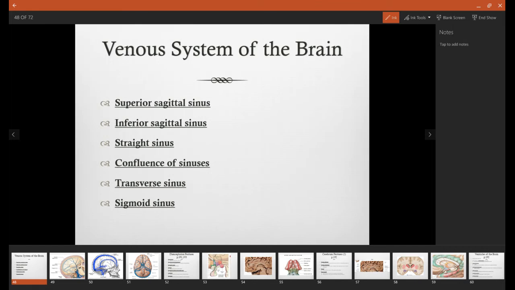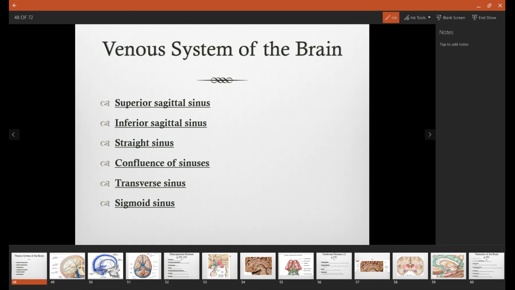The first two veins here are going to be running in the sagittal direction, and they are just named after one on top and one on bottom, and they're called the superior sagittal sinus and the inferior sagittal sinus. One thing you want to note is the inferior sagittal sinus is going to drain into the straight sinus. Now, the straight sinus actually meets up with the superior sagittal sinus and these other ones we'll get to in just a moment at a single location called the confluence of sinuses.